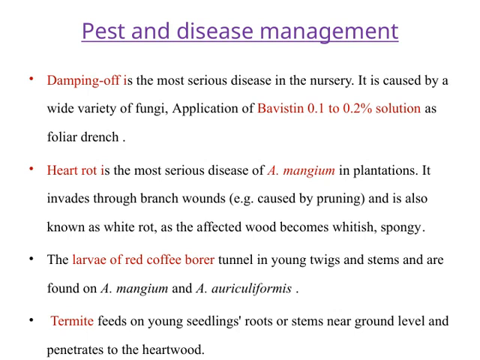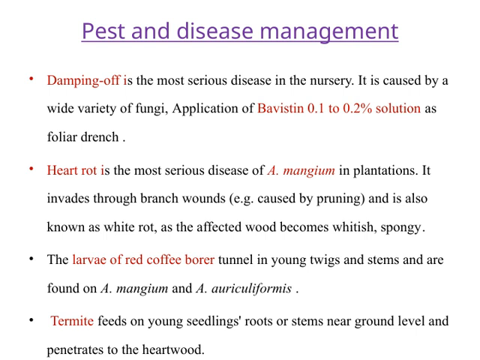Let's talk about pest and disease management, which is crucial for healthy nursery and plantation practices. First, damping off is considered the most serious disease in nurseries. It's caused by a variety of fungi, and if not controlled, it can wipe out young seedlings very quickly. To manage this, we often apply Bavastin at a concentration of 0.1 to 0.2% as a foliar drench, which helps prevent the fungi from spreading.